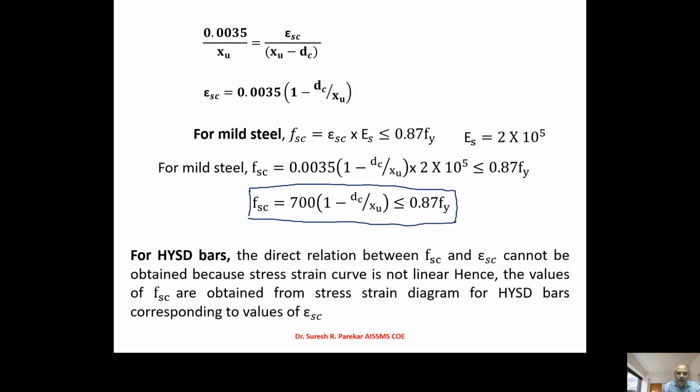Now for HYSD bar, as already mentioned in the last video, we cannot have any definite relation directly from which fsc and epsilon sc can be obtained, because the stress strain curve is not linear. Therefore we have to find values by using the stress strain diagram for HYSD bar.